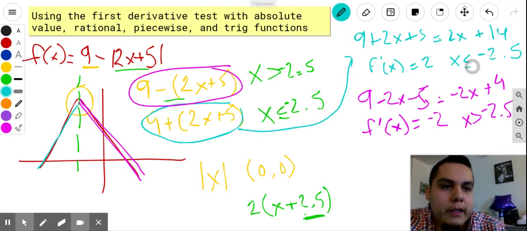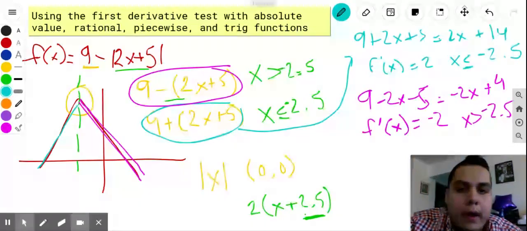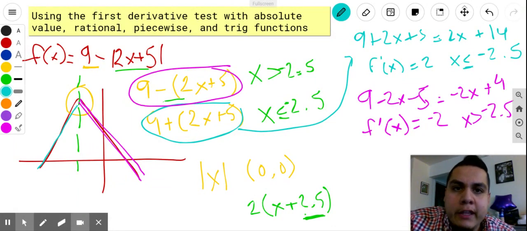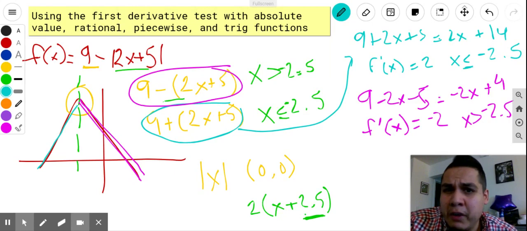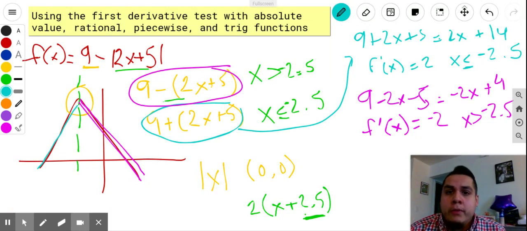Equals there, less than or equal to there. As far as I know, which of these has the equal to part shouldn't matter because they're both going to give you the same output either way. So don't fret about that. Okay. So let's put it all together for the first derivative test.